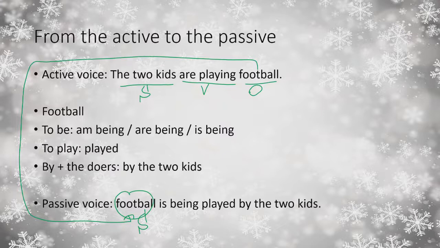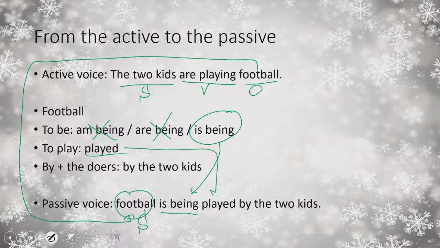And if we want to add the doer of the action in the passive voice, we add by plus the doer. By the two kids. Okay? Now, the passive voice will be football is being played by the two kids. We say football is being, not are being or am being, because football we can substitute it by it. It is being. Football is being.